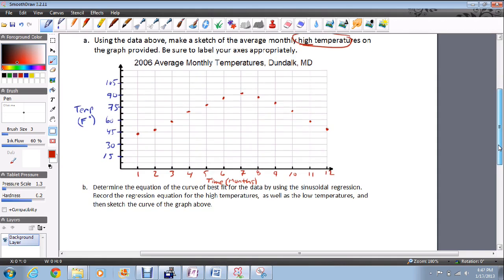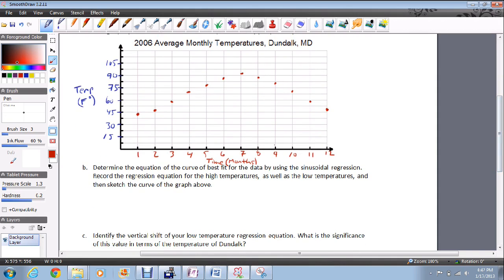Now moving on, part B says, determine the equation of the curve of best fit for the data by using sinusoidal regression. Record the regression equation for the high temperatures, so I'll just denote that in red, as well as the low temperatures. I'll denote that in green. Then sketch the curve of the graph. So since I only put the average high degrees on the graph above, I'll only sketch the curve in for the average high.